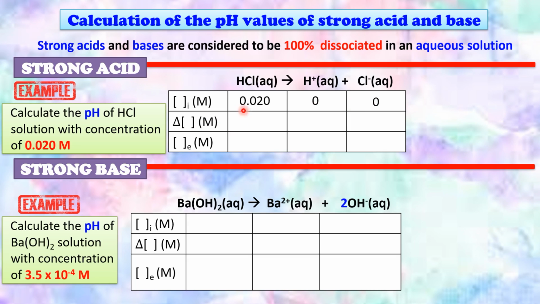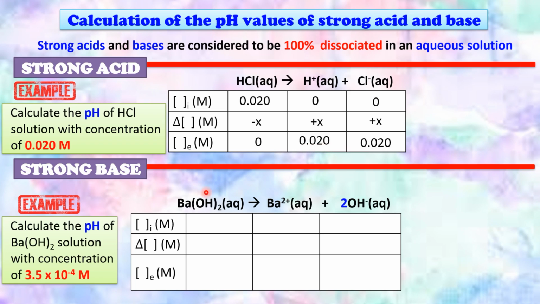Change in concentration: HCl will decrease, negative x. H+ and Cl- ions will increase, positive x, positive x. For the concentration at equilibrium, HCl is 100% dissociated, so it becomes 0, meaning that no more HCl is left. It will be 100% converted to H+ and Cl-. So that's why the value of x here is 0.02.